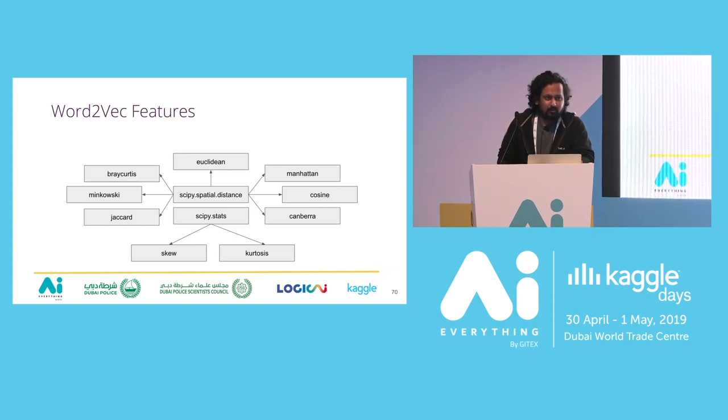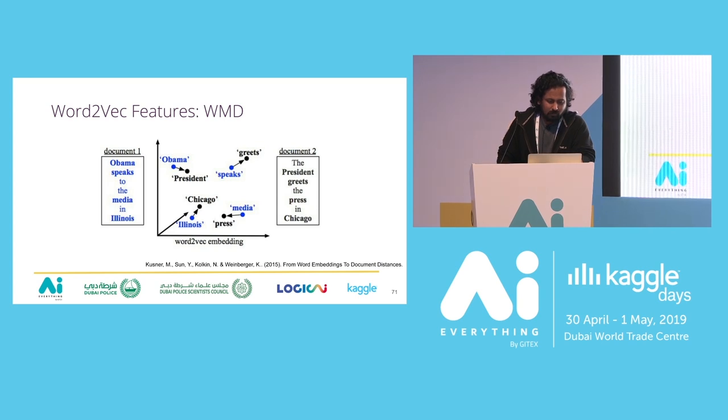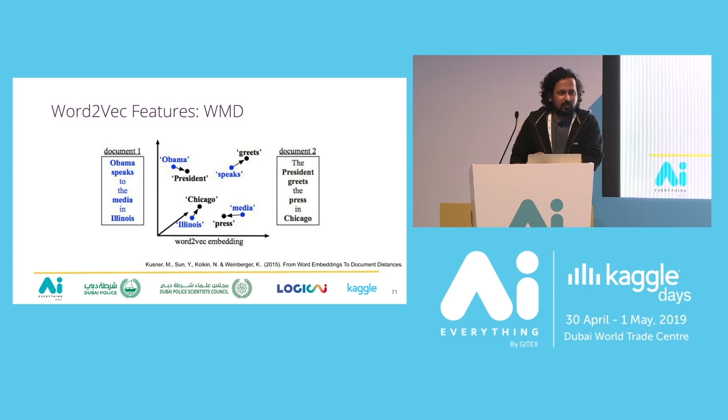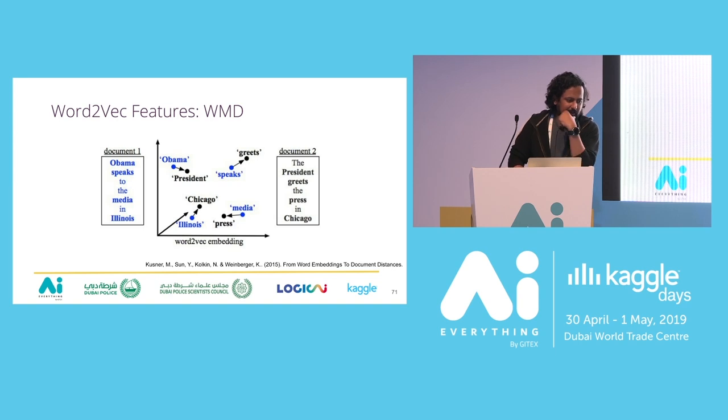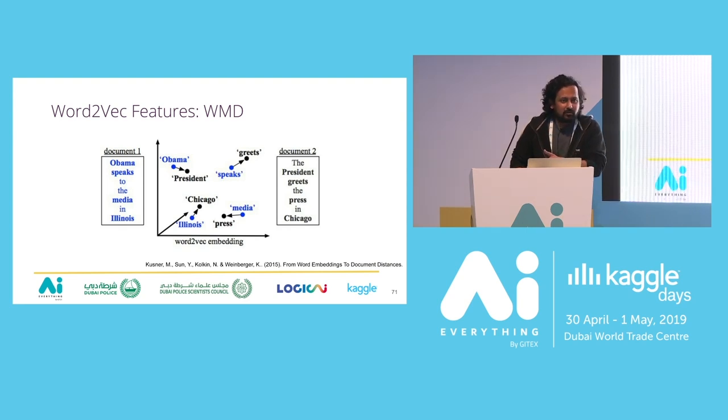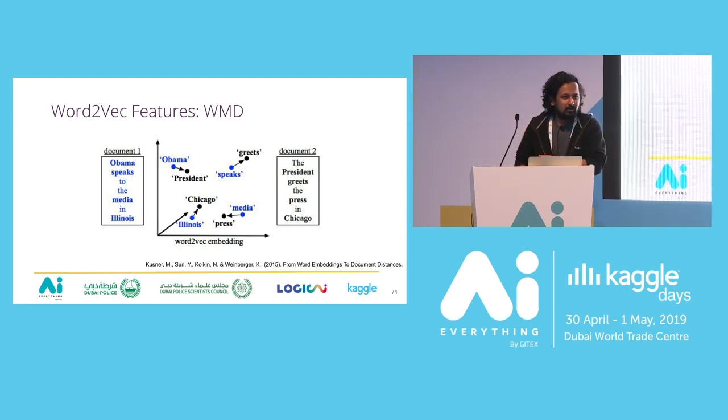Another one is word mover distance. Word mover distance adapts the earth mover distance. The distance between the two texts is given by the mass needed to move from one sentence to another. Here you can see: Obama speaks to the media in Illinois, and President greets the press in Chicago. These don't have any common words, so the cosine distance is one. It's not useful at all, but the word mover distance is pretty small.